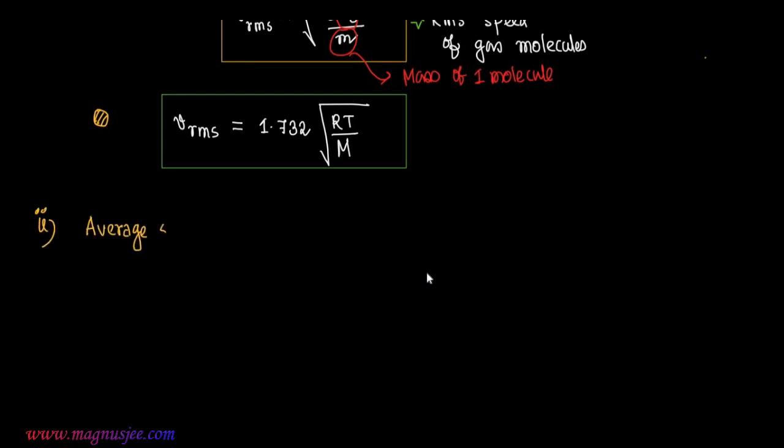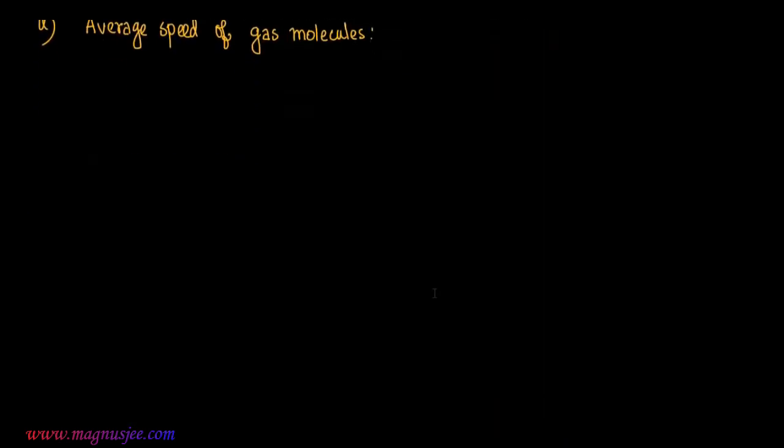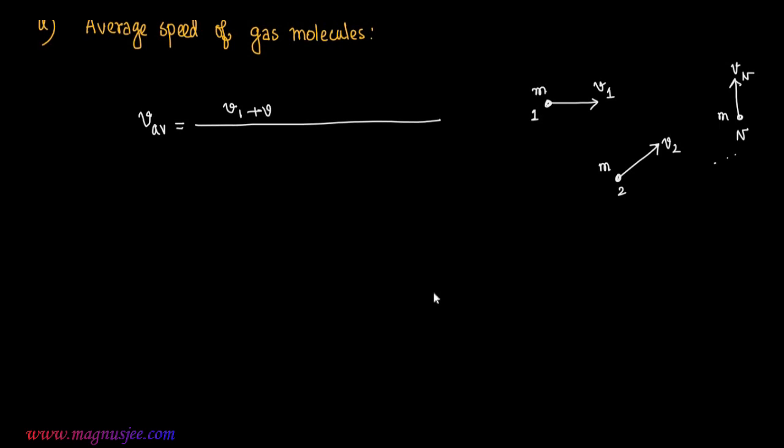Number 2 is the average speed of gas molecules. This is a gas molecule of mass m which is moving with a speed v1. The first gas molecule is moving with speed v1, the second with speed v2, and the nth gas molecule with speed vn. That's why the average speed of the gas molecules will be v1 plus v2 plus dot dot vn divided by capital N.